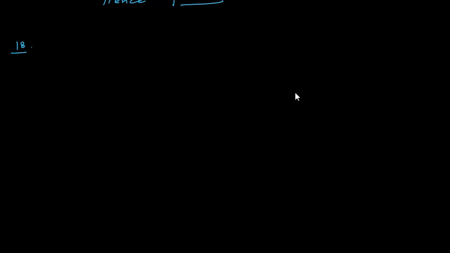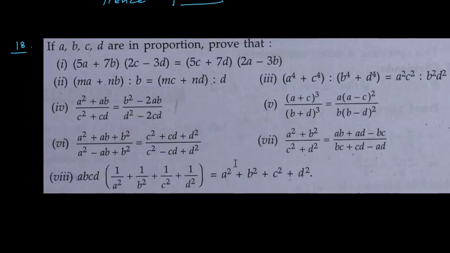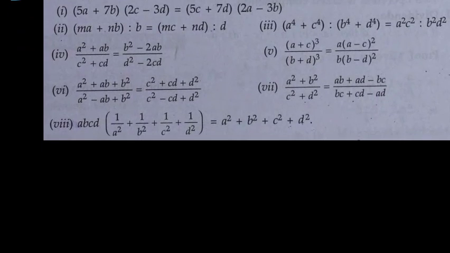Question number 18. Now here a, b, c, d are in proportion, and we have to prove all these things. So 8 questions. One question is equivalent to 8 questions. First, what we have given? a, b, c, d. So here a, b, c and d are in proportion.